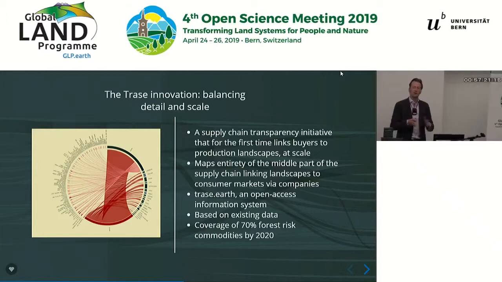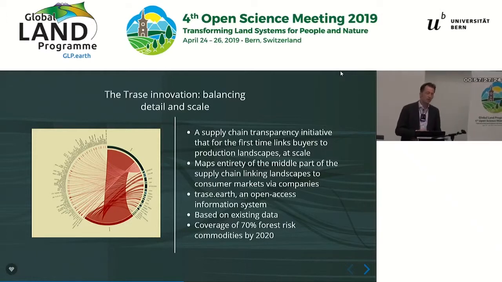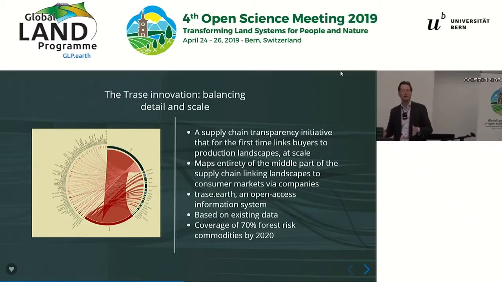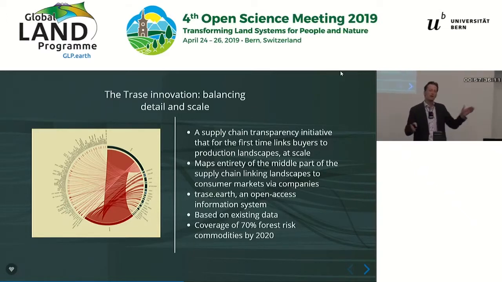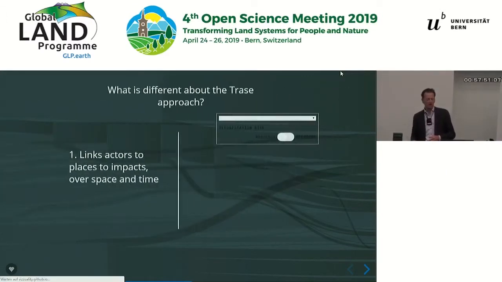So we are necessarily not focusing on everything, but on the big commodities that are responsible for most of the direct impacts, not just on forests, but on natural ecosystems around the world. And we're at the middle part of the supply chain. So we're mapping the entirety of the middle part of the supply chain. And in so doing, compromising by not going down to farm and not going up to fork, but by having the full coverage. It's based only on existing data, and our vision is to achieve coverage of 70% of global trade in these commodities by next year, which is only a little daunting.